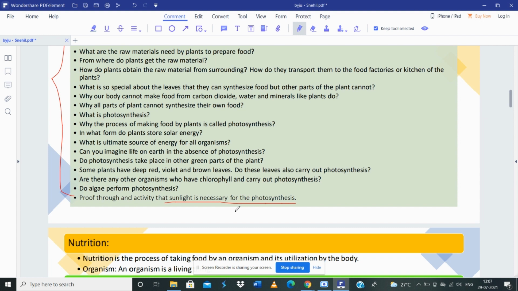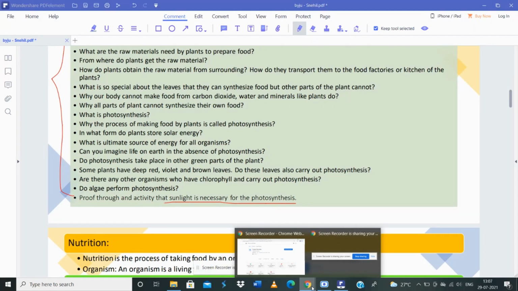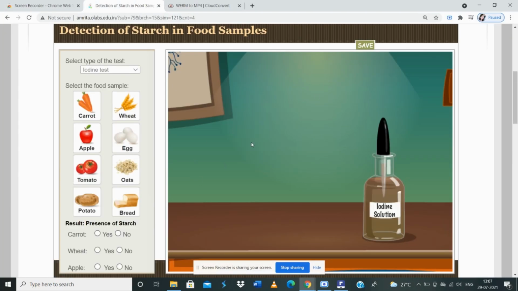The iodine test is given in your class 6 chapter 2, but in case you forgot it, I have something very interesting for you. See this, this is a virtual lab. Here we can perform experiments virtually. Right now we are going to perform a very simple and interesting experiment.